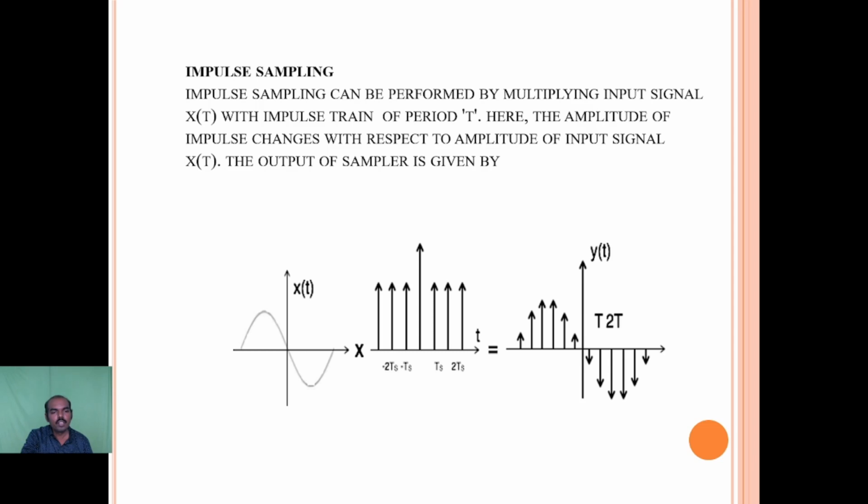Here, the first diagram is x of t, the input signal in analog form. The second diagram is an impulse signal, del of t. These two signals are applied to one multiplier and you will get the sampled output signal, which is y of t.